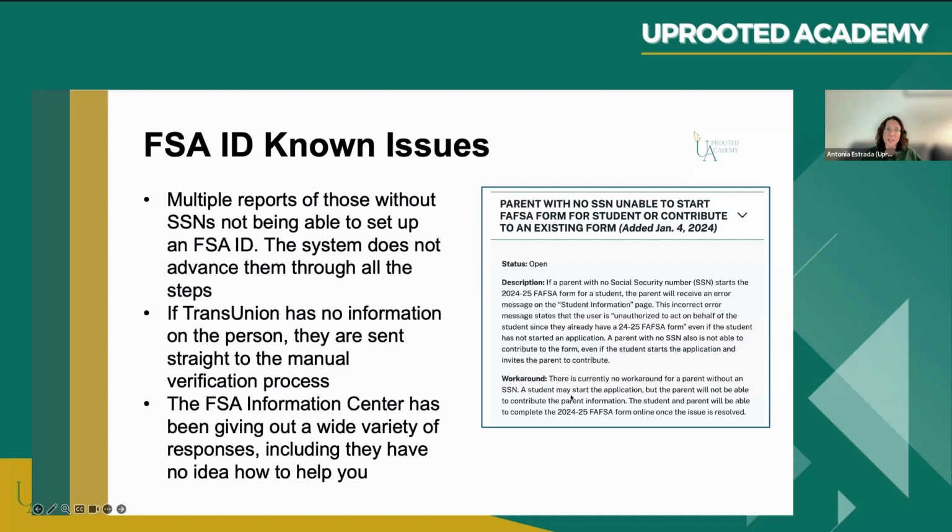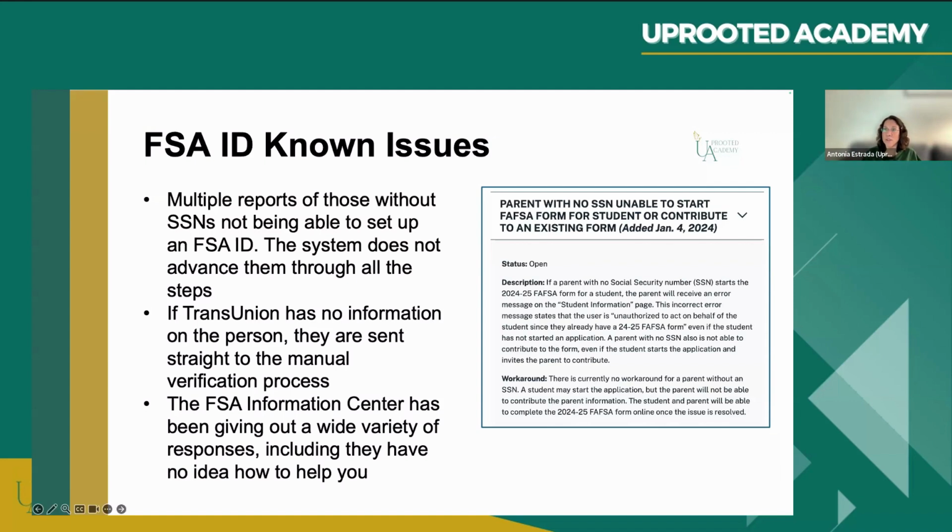I'm just reading what it says here. A student may start the application, but the parent will not be able to contribute the parent information. The student and parent will be able to complete the 24-25 FAFSA form online once the issue is resolved. So FSA knows it's a problem. They're working on it, but unfortunately, there's currently no known timeline for resolving this issue. That's the latest news. Unfortunately, it's not the greatest news, but that is the latest news.